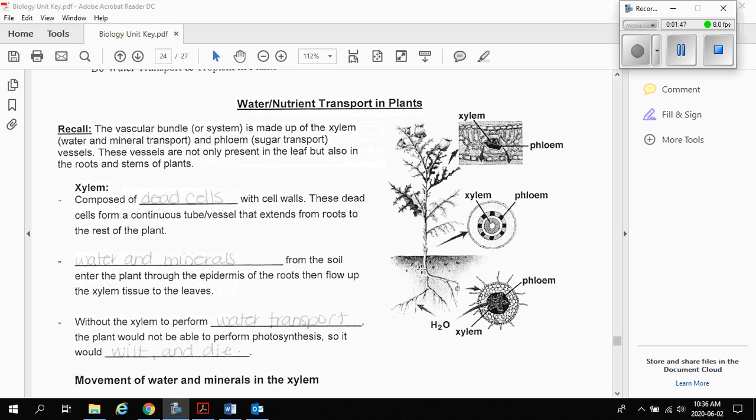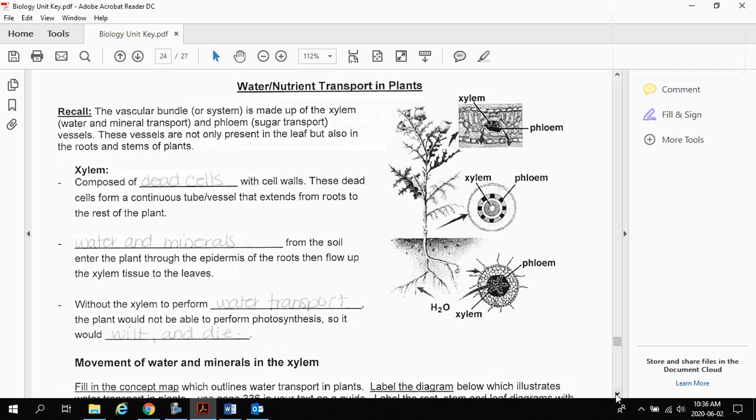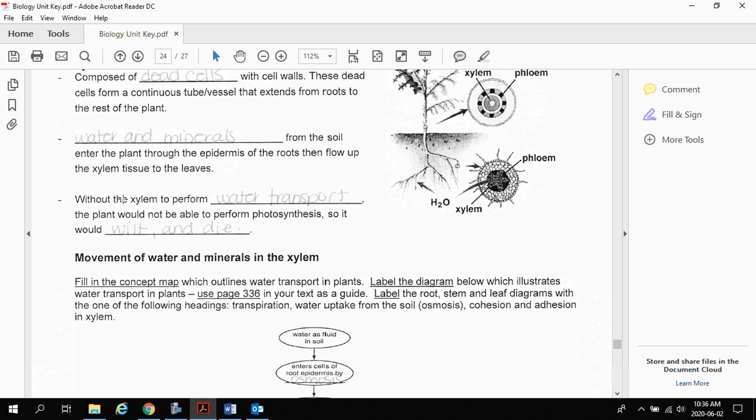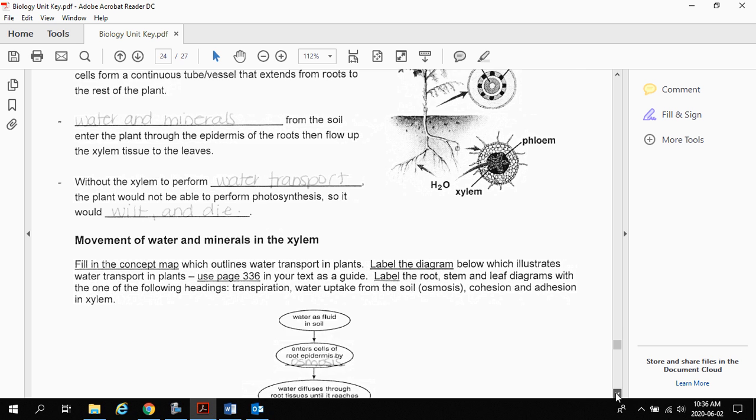So without the xylem to perform water transport, the plant would not be able to do, oh, hopefully you can see that, that's really light. So it says, without the xylem to perform water transport, the plant would not be able to perform photosynthesis, so it would wilt and it would die. Much sadness. So the movement of water and minerals in the xylem, so there's just a little concept map so you can kind of fill it out.